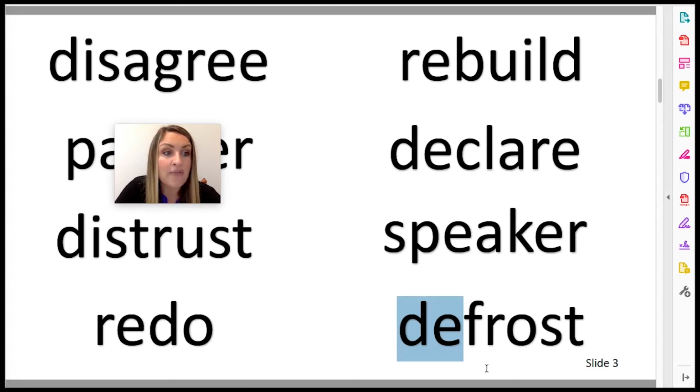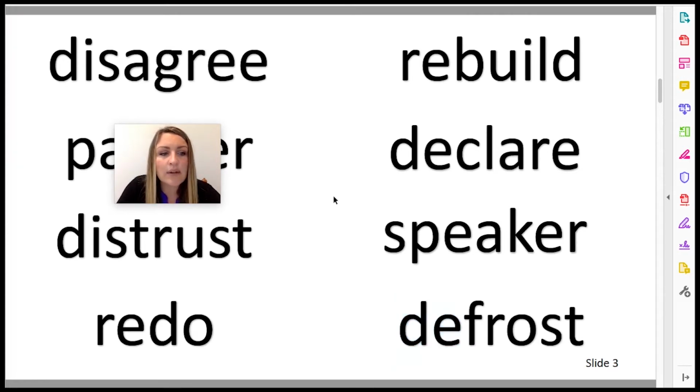Frost is a type of ice. You can see it on your cars in the winter. Very good. So, what does this word mean? Yes, it means to separate frost, or ice. Good job, boys and girls. You did such a nice job today.